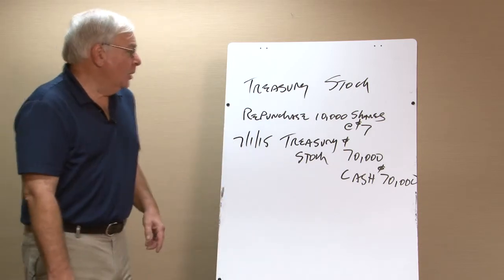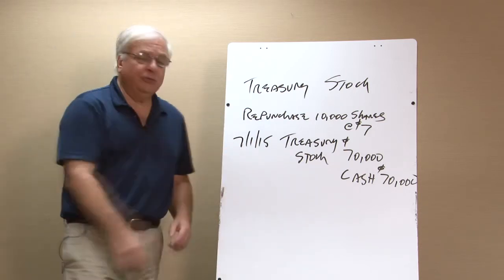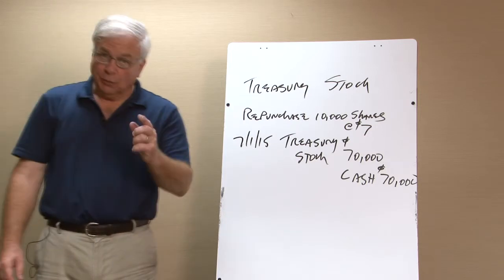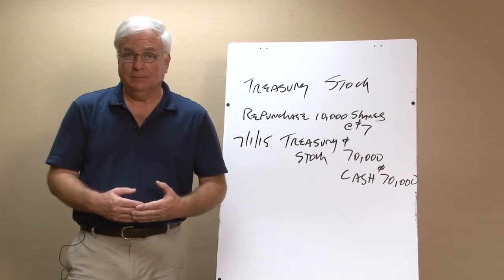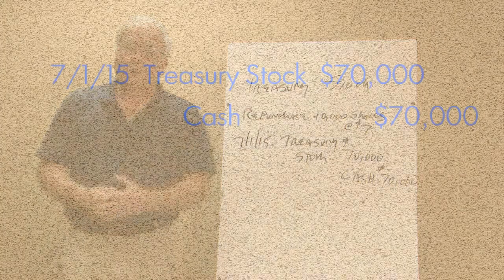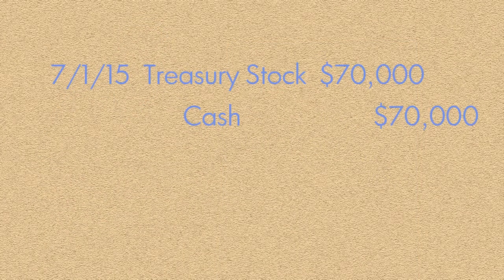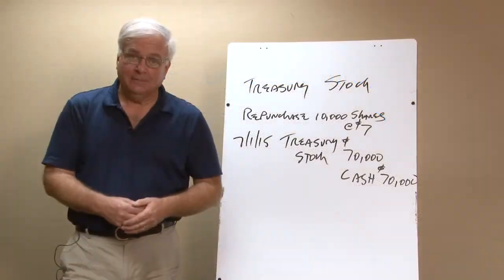Let's say a company decides on July the 1st, 2015 to repurchase 10,000 shares and pay $7 a piece. All right, so what they would do is debit the treasury stock account for $70,000, which is shown here, and then the credit side is the company paying the cash to buy the shares back.